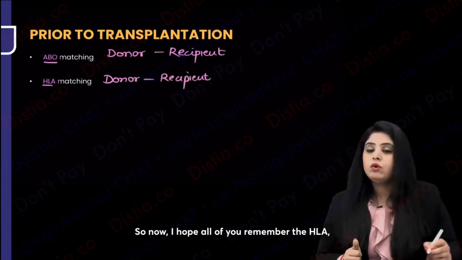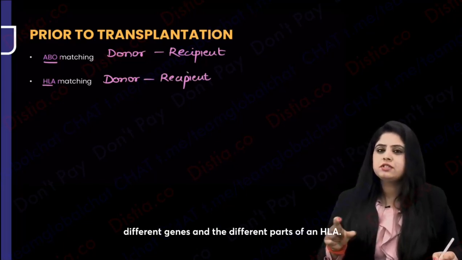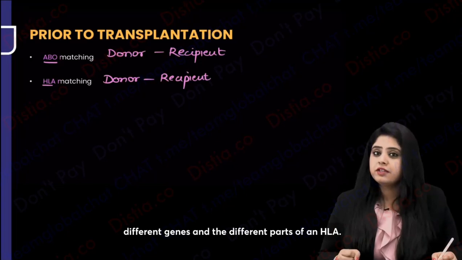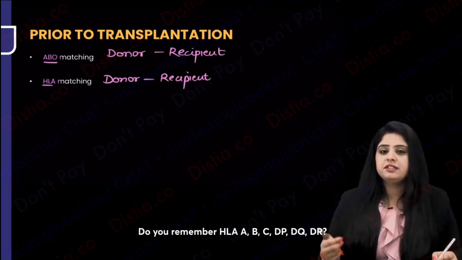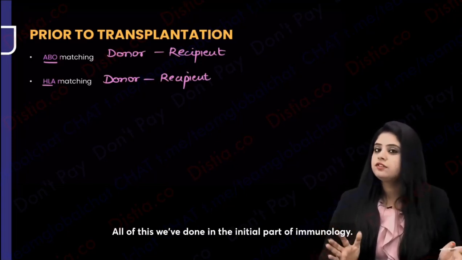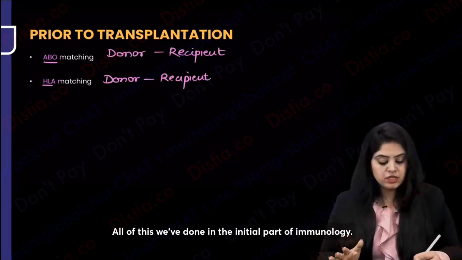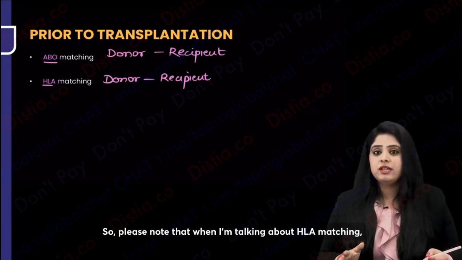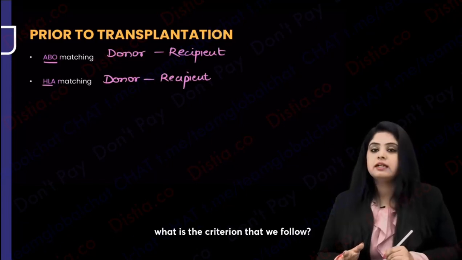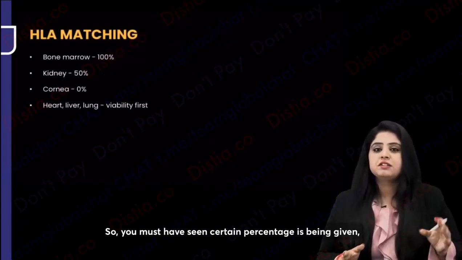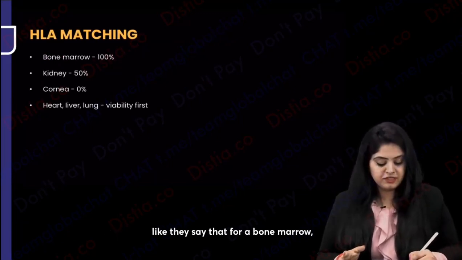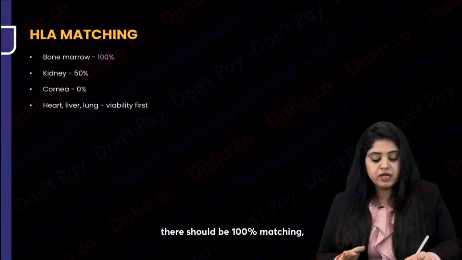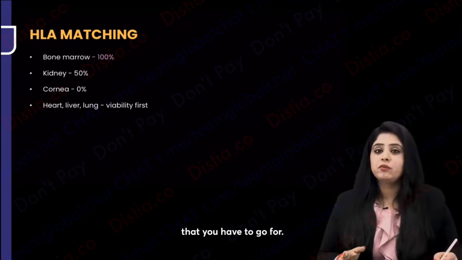So now, I hope all of you remember the HLA, different genes and the different parts of an HLA. Do you remember HLA A, B, C, DP, DQ, DR? All of this we've done in the initial part of immunology. So please note that when I'm talking about HLA matching, what is the criterion that we follow? You must have seen certain percentages being given. Like they say that for a bone marrow, there should be 100% matching that you have to go for.